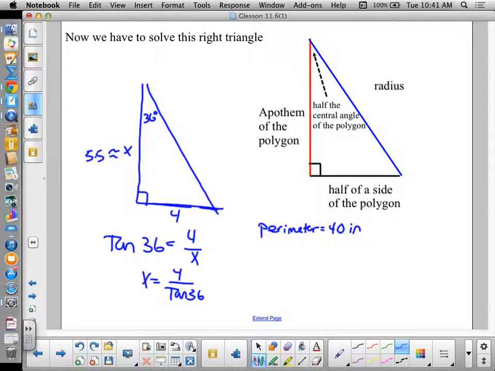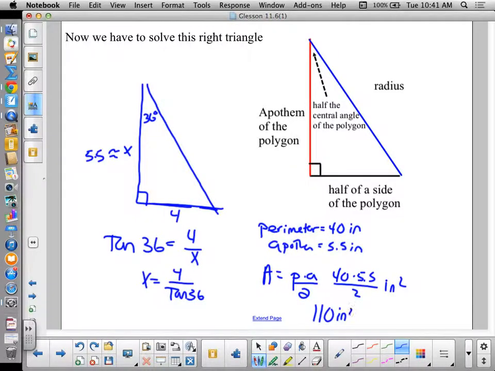inches, and the apothem is 5.5 inches, then I know the area is the perimeter times the apothem divided by 2, or 40 times 5.5 over 2 inches squared. So that would be 20 times 5.5, 110 square inches is the area of that big polygon.